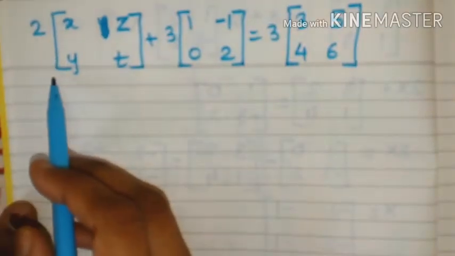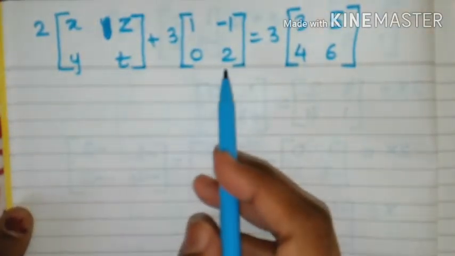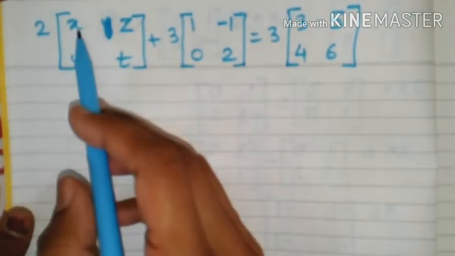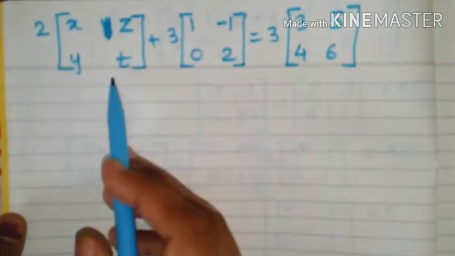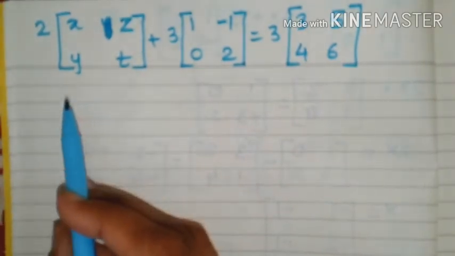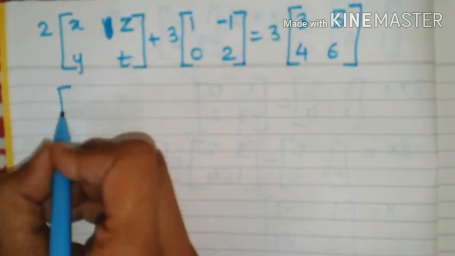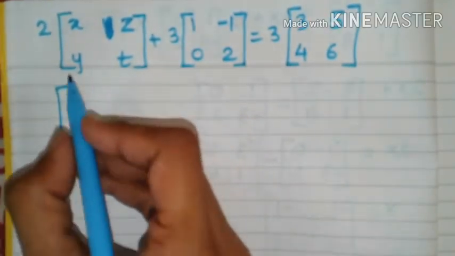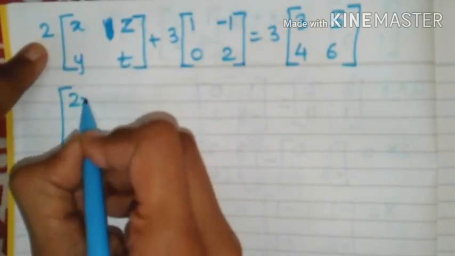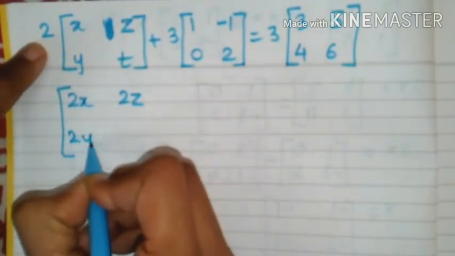Friends, question number 10 is that when this matrix is added with this matrix, we'll get this matrix and we have to find the values of x, y, z and t. So this is very similar to the previous question. Only thing is now the number of variables have increased. So what is the first step? Let us simplify the left hand side. So let us multiply this entire matrix with 2. So you'll get 2x, 2z, 2y and 2t.